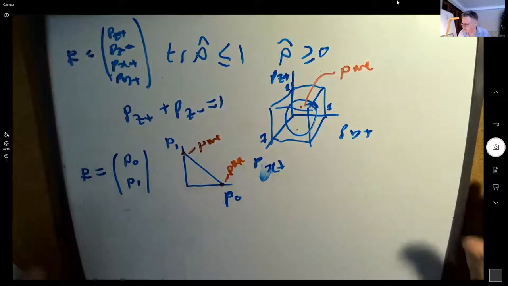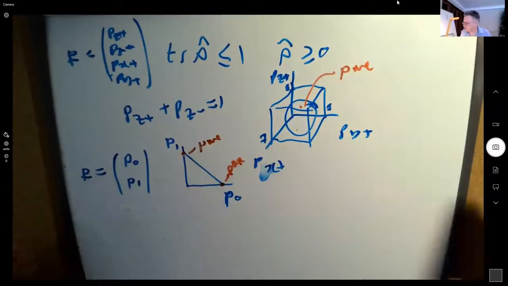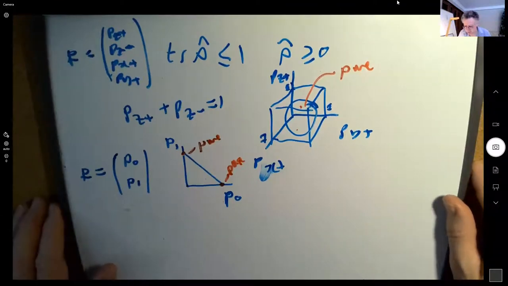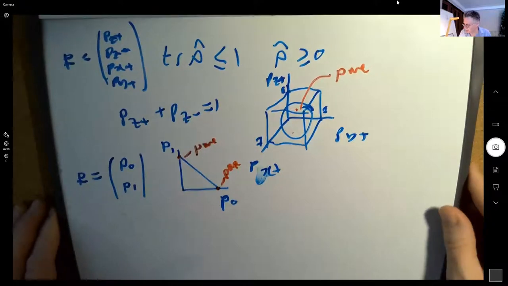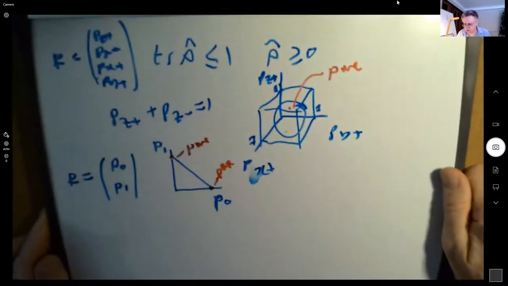Okay, so that's some very general considerations for quantum theory, and I contrasted it with the case in classical property theory. So now let's look at the situation for probabilistic theories in general.